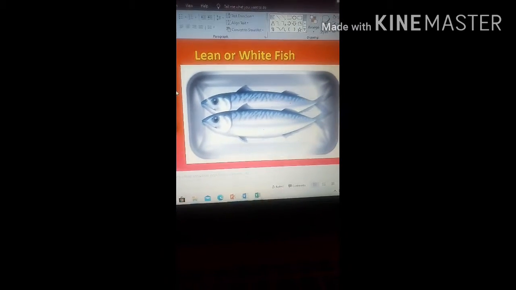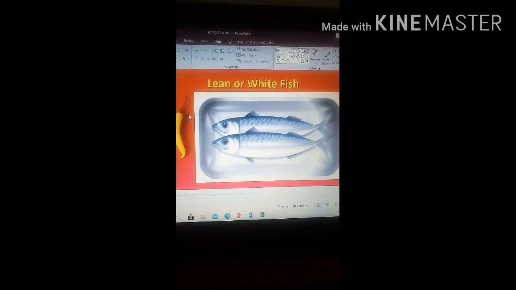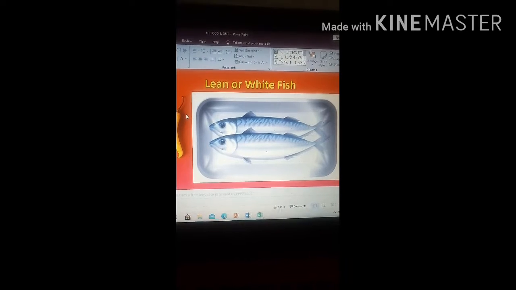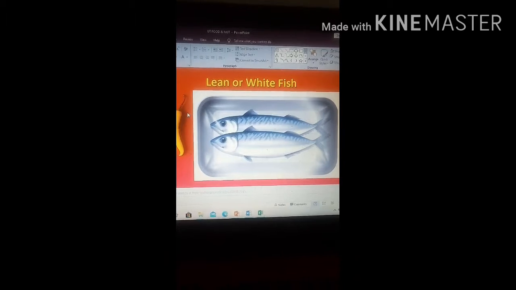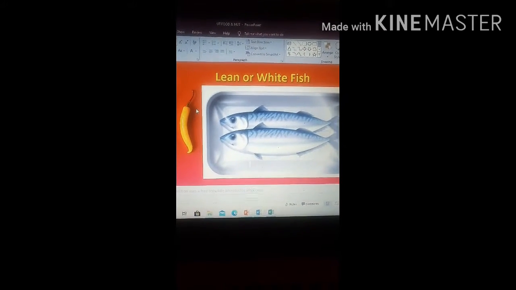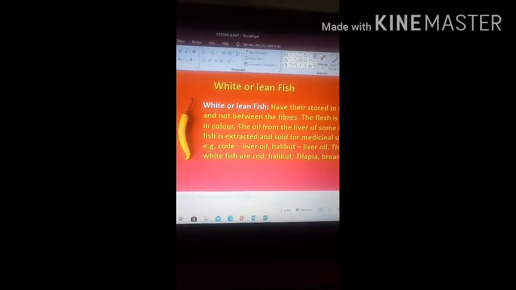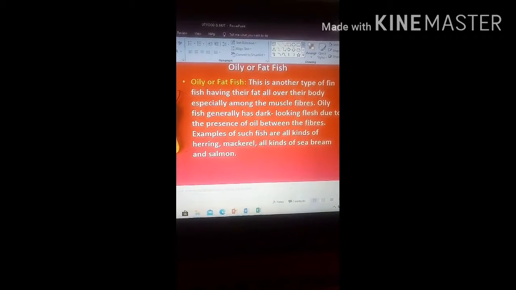This is an example of white or lean fish. You can see how white they are. They have their liver, which they use in storing either their food or other products. Then we have another type of fish, which is called the oily or fat fish.